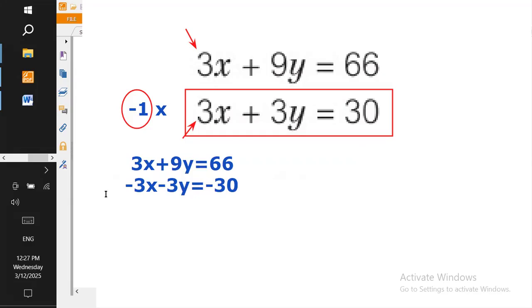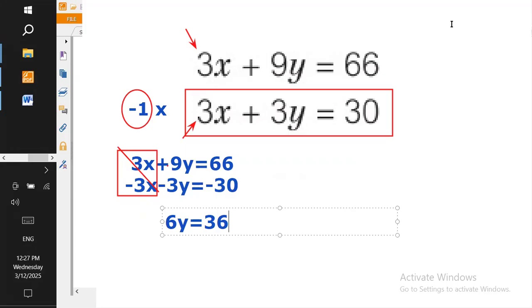Now I look at the variables again. I find out that they have the same coefficient, different signs. It means I can eliminate them. And I eliminate them by addition because 3 minus 3 will equal 0. This one is eliminated. Now I add the others. 9y minus 3y will equal 6y. 66 minus 30 will equal 36, yes.